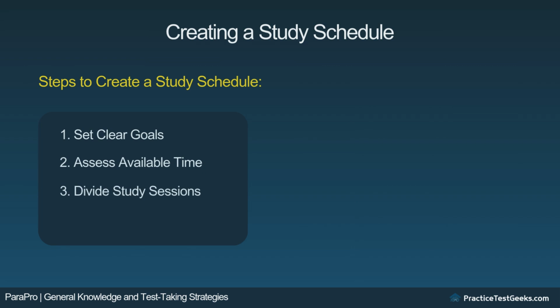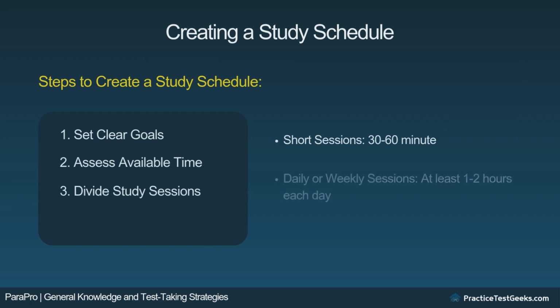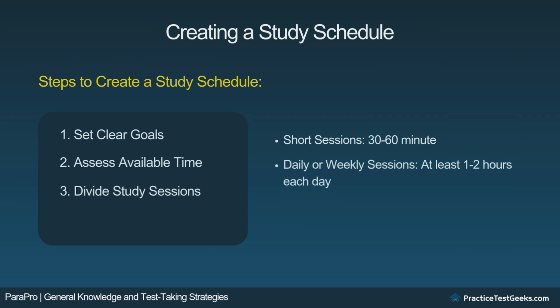3. Divide study sessions. Short sessions. Plan for focused 30 to 60-minute study sessions with breaks in between. Daily or weekly sessions. Study for at least 1 to 2 hours each day leading up to the exam, or longer if possible. Prioritize weak areas. Allocate more study time to areas where you feel less confident, such as algebra or grammar.